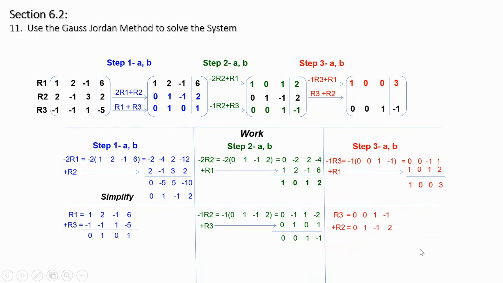Now for row 2, we just add them. So we get 0, 1, 0, 1. That's my new row 2. If you notice, these are already all ones, and there's a 0, so that means x equals 3, y equals 1, and z equals -1. Those are my solutions.